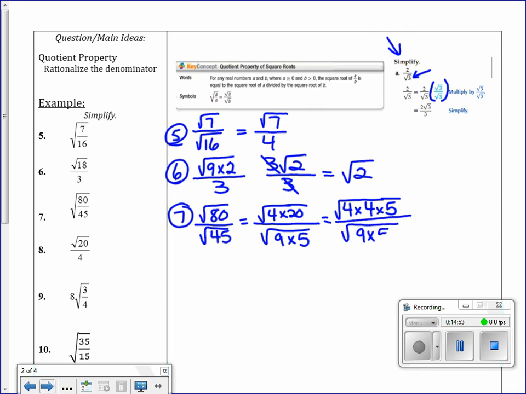times 5. Now I know the square root of 4 is 2. The square root of 4 is 2. So I'm going to go ahead and say 2 times 2 times the square root of 5 all over 3 times the square root of 5. And I know that 2 times 2, because of space restrictions, I'm going to go ahead and change that into a 4.